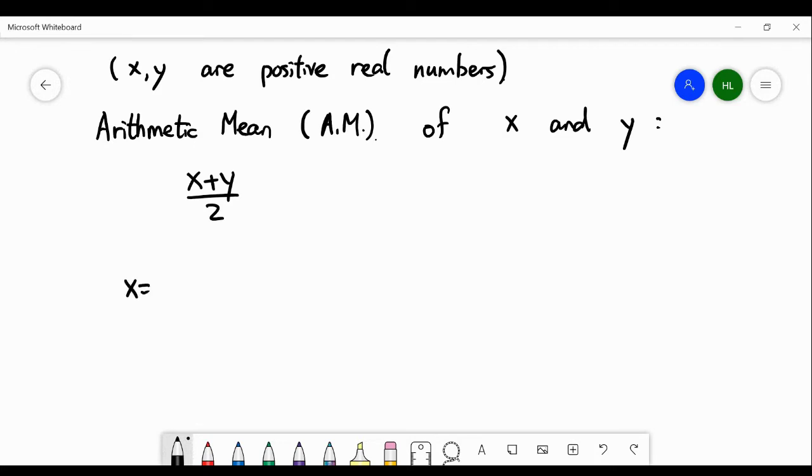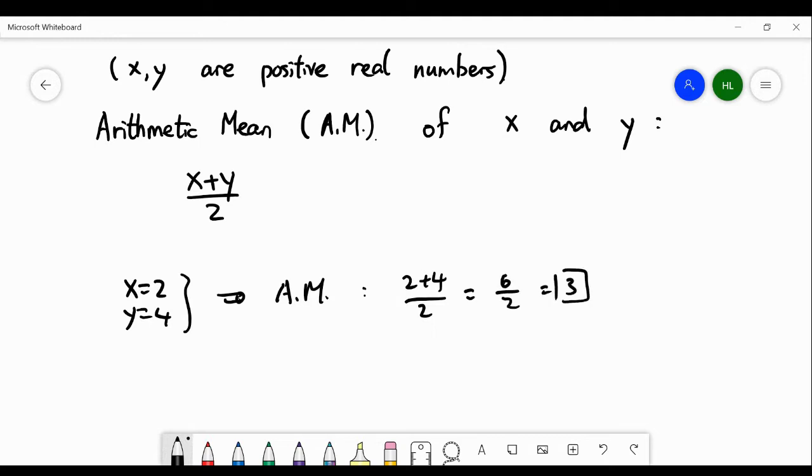And for example, if x is 2 and y is 4, the AM is just going to be 2 plus 4 divided by 2. So the answer is 3, right? So mathematically, it is very clear to all of us.